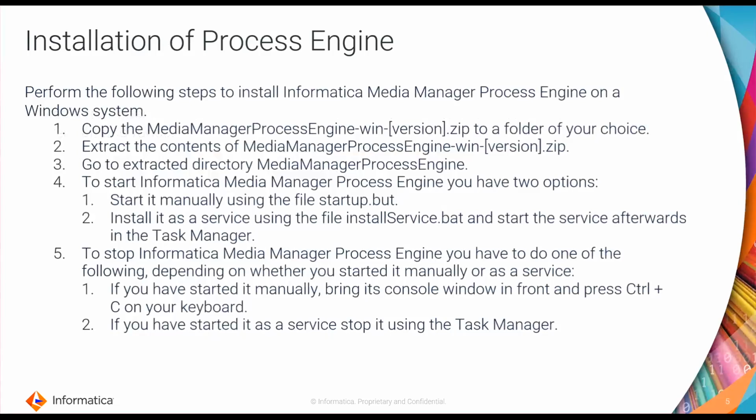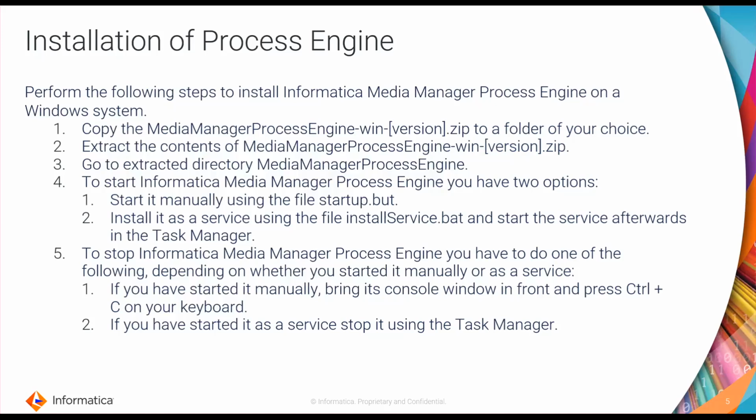Coming to installation of Process Engine. First, we need to copy the Media Manager Process Engine zip to a folder of our choice and extract the contents. Go to the extracted directory. To start Media Manager Process Engine, we have two options. Either we start it manually using the startup.bat script, or install it as a service using the file install service.bat, and then start it afterwards using the task manager.